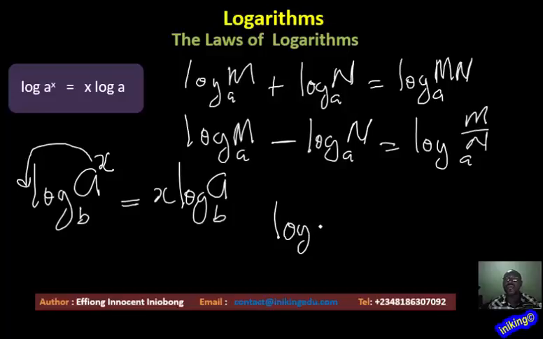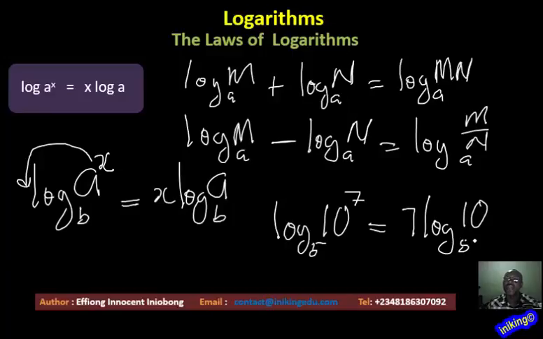That is something like this. If I have, say, the logarithm of 10 raised to the power of 7, let's say this is to base 5, that 7 being the exponent there can simply run to the back, and we have it as 7 times the logarithm of 10 to base 5. Let's take some examples on this.